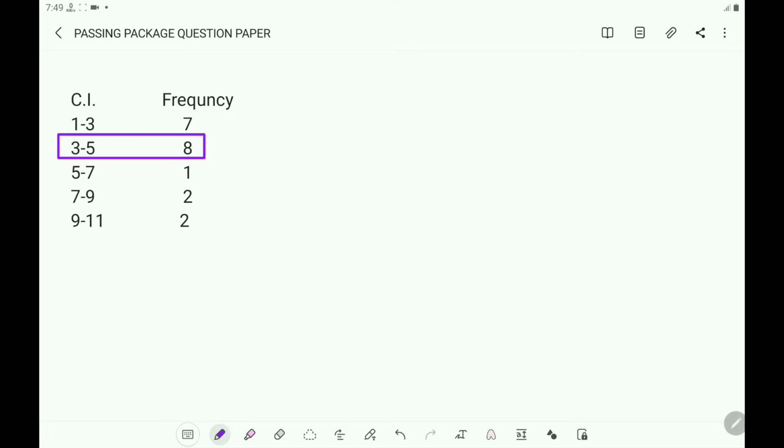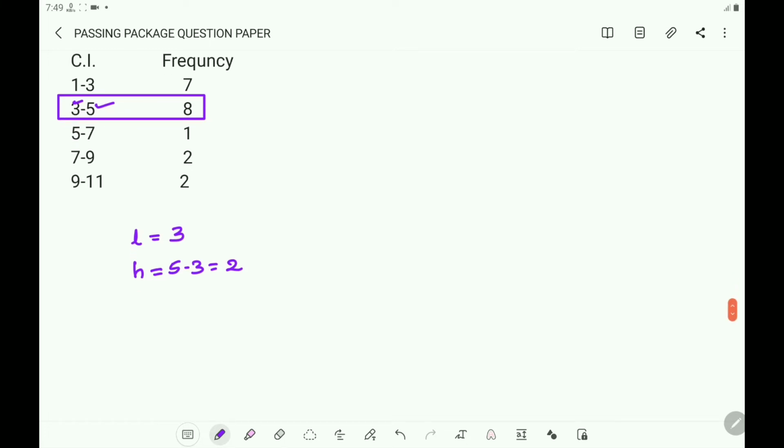Here you must find out L, h, f1, f0 and f2. So what is L here? L is the lower limit of the modal class. You write L equals, what is the lower limit of the modal class? That is 3. Then h, that is the size of the class. Size of the class equals upper limit minus lower limit. Upper limit is 5, lower limit is 3. So you can write 5 minus 3, which equals 2.